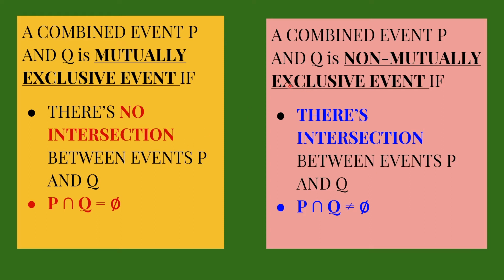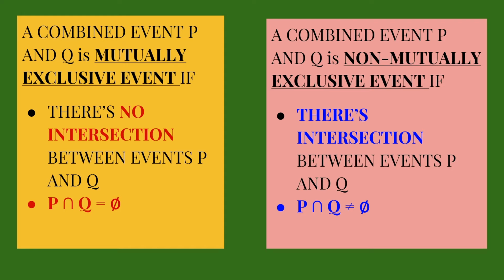Okay, but if P and Q is a non-mutually exclusive event, that means there will be an intersection between events P and Q, or in set notation, you can say that P intersect Q is not equal to the empty set. When P intersect Q does not equal the empty set, that means there is an intersection. When P intersect Q is equal to the empty set, that means there is no intersection. Hopefully you understand the relation between intersection and the set notation that I use here. So that's the basic definition of mutually exclusive event and non-mutually exclusive event.